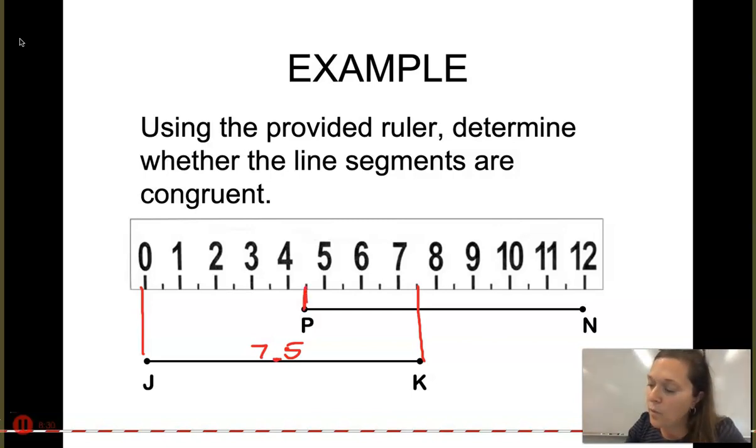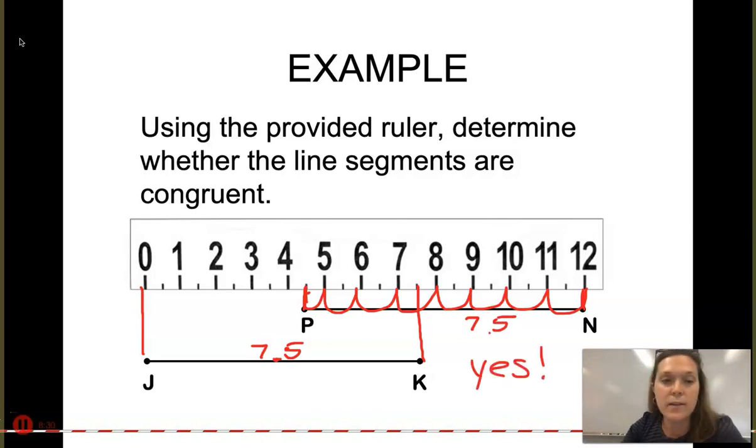P matches up at 4.5. N is at 12. So if I wanted to count how many units, I'm going to work backwards. That's 1, 2, 3, 4, 5, 6, 7 and a half. So are they congruent? Yes, they are congruent. How do we write the notation down? I'm going to put line segment JK is congruent to line segment PM. So that notation might be what's new and a bit challenging in this lesson.